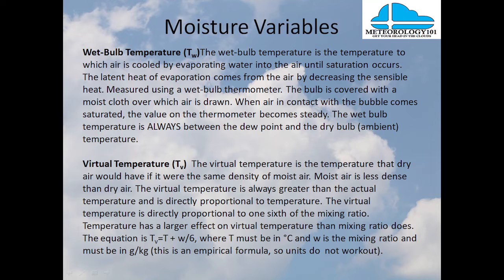So the virtual temperature is always greater than the actual temperature and directly proportional to temperature. So if temperature goes up, the virtual temperature goes up. The virtual temperature is directly proportional to 1/6 of the mixing ratio, and we covered that on the SCOT with the mixing ratio lines. And temperature has a larger effect on virtual temperature than mixing ratio does.